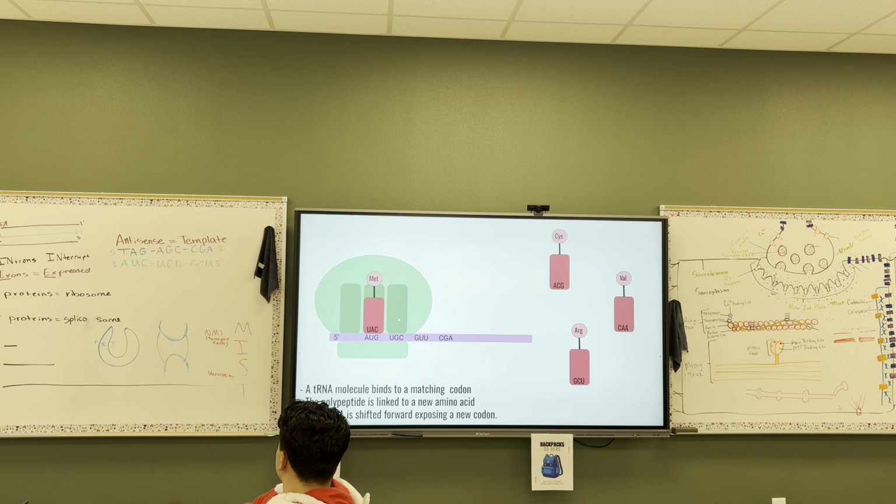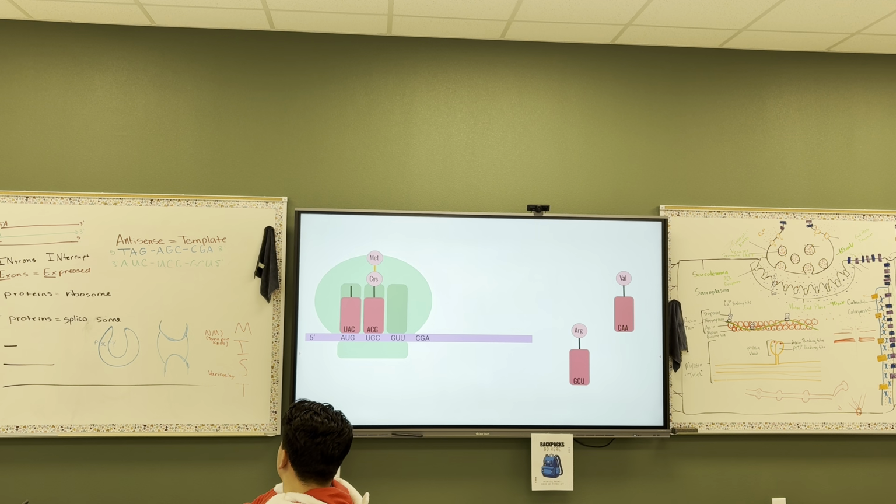A site, because A means arrive, E means exit, P means peptide bond, okay? It's going to arrive, and then what's going to form? Peptide bond. Then it's going to move over. So one more time. Ribosome reads the mRNA and does what? Matches the codon and anticodon. Then what forms? Peptide bond, then it moves over.